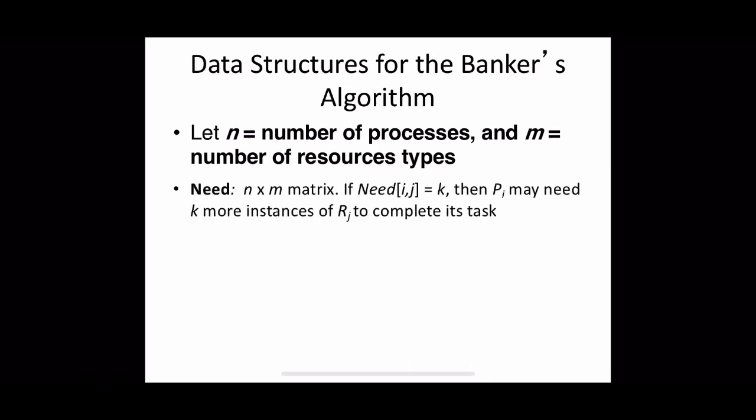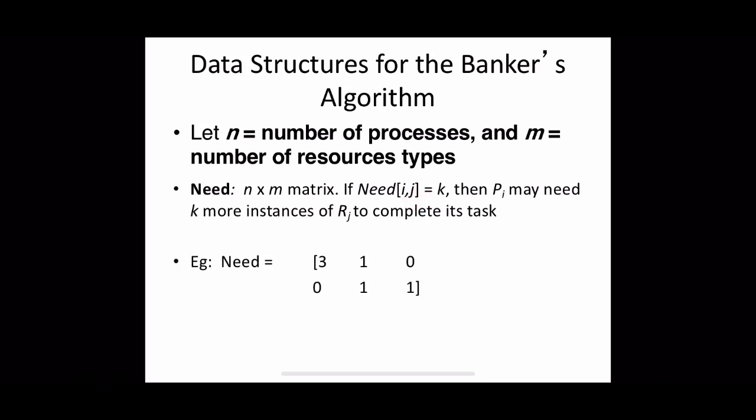And one more data structure, that is the Need matrix. Obviously, Need indicates the future requirement for each process. It is also an n by m matrix. Need[i][j] = k indicates that k more instances of resource type Rj will be required by Pi. It may request in future k instances of resource type Rj.